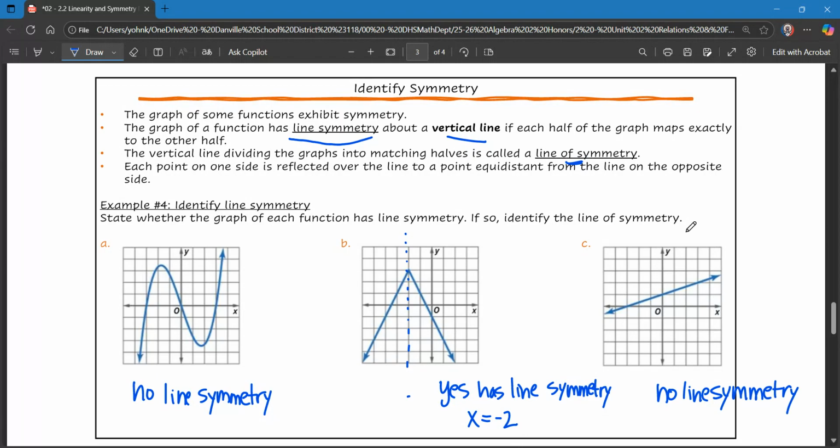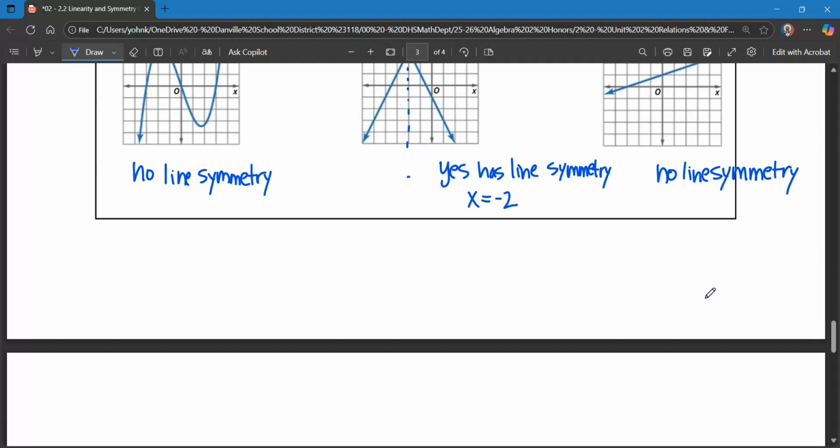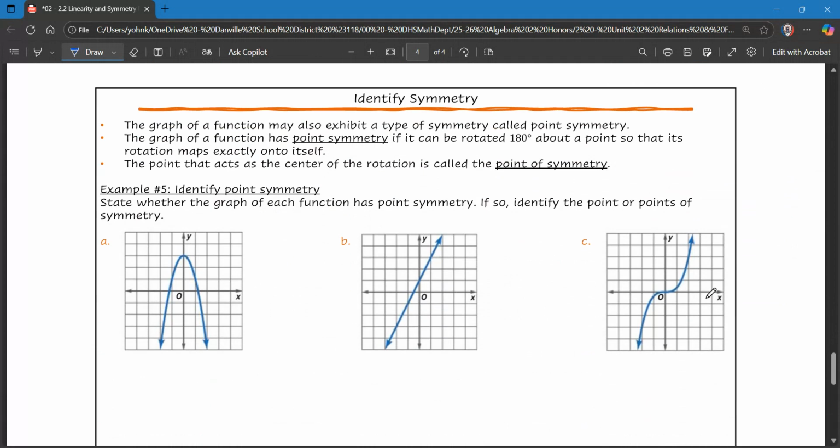So you cannot draw a vertical line and fold it up side to side and have it meet. The other type of symmetry is called point symmetry. The graph of a function may also exhibit a type of symmetry called point symmetry. The graph of a function has point symmetry if it can be rotated 180 degrees about a point so that its rotation maps exactly onto itself.